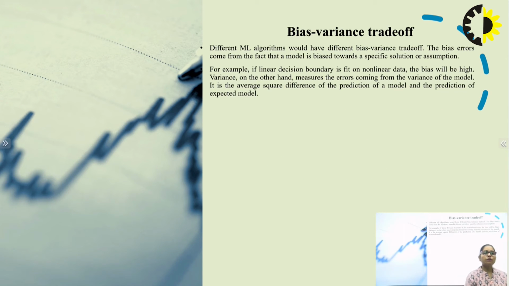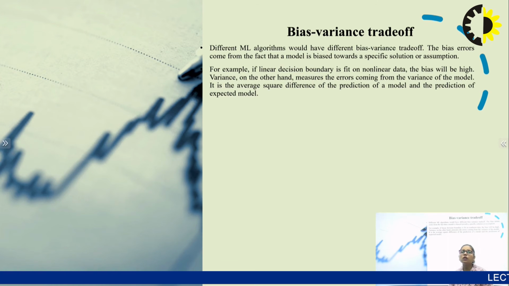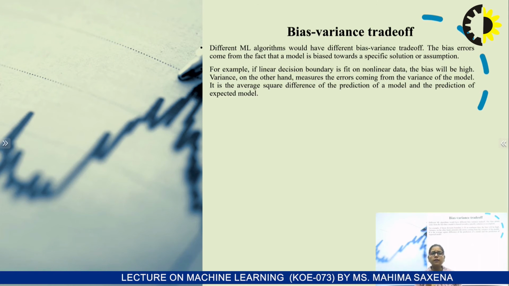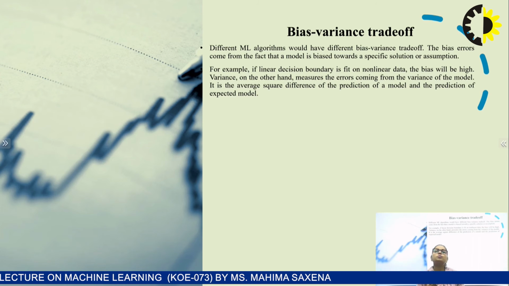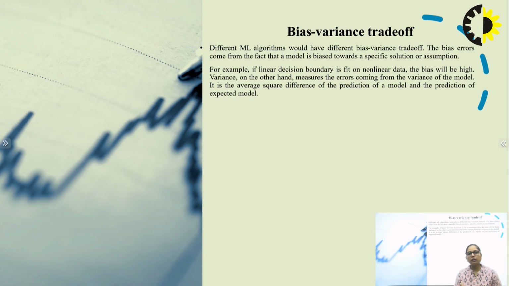Second is the bias variance trade-off. Different machine learning algorithms would have different bias trade-offs. The bias error comes from the fact that a model is biased towards a specific solution or assumption. For example, if a linear decision boundary is fit on non-linear data, the bias will be high. Variance, on the other hand, measures the error coming from the variances of the model. It is the average squared difference between the prediction of a model and the prediction of the expected model. This is called the bias variance trade-off.